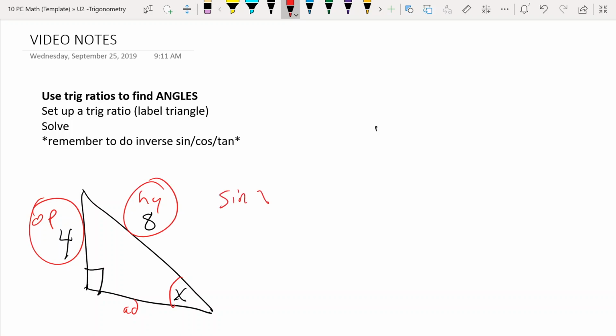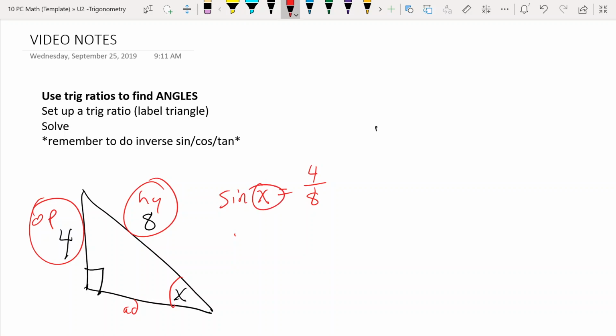So sine of x is equal to opposite over hypotenuse, so it's going to be 4 over 8. Now, I can simplify a bit. You know what, let's leave it the same. This can simplify in this case to 1/2. A lot of times it'll simplify to some decimal or something. Leave it as a fraction, that's the best step.